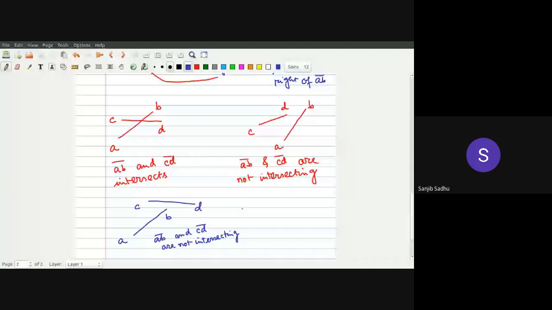That means I have to check whether C and D lie on the opposite sides of AB, and also for CD, whether A and B lie on the opposite sides. Okay, then only there are intersections. Clear? Yes, sir. Is it clear?